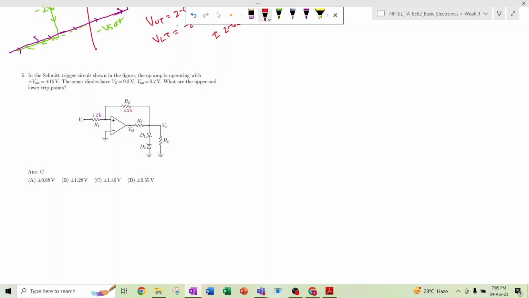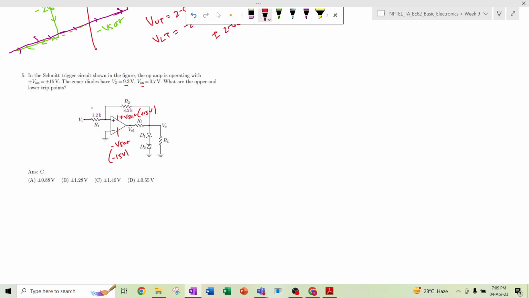Now going to the next problem. In the Schmitt trigger circuit shown in the figure, the op amp is operating with plus minus VSAT equal to plus minus 15 volt. Here we are applying plus VSAT and here we are applying minus VSAT, so it is plus 15 volt and minus 15 volt. The Zener diodes are a back to back two Zener diode combination here, and the on voltage of the diode is 0.7 volt and the Zener voltage of the diode is 9.3 volt. What are the upper and lower trip points?